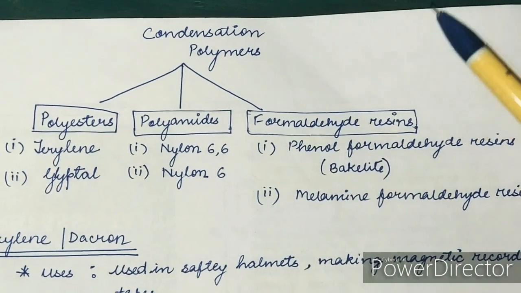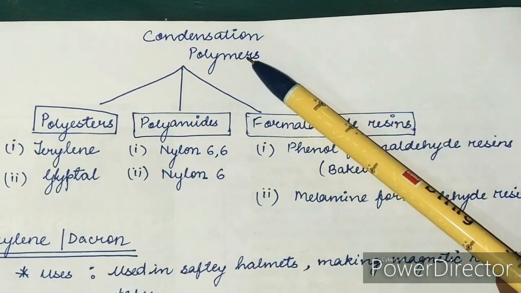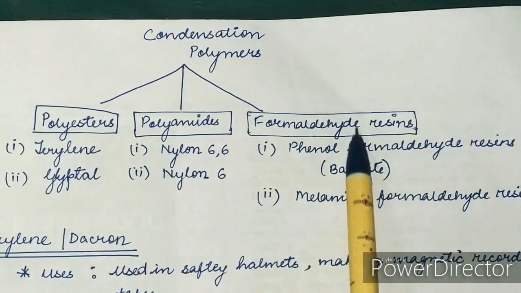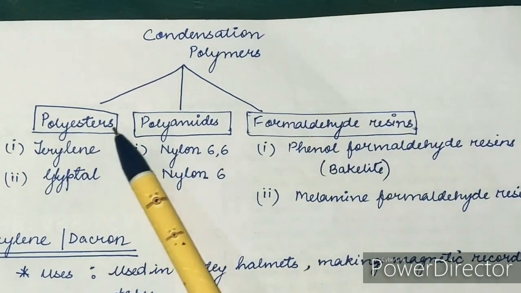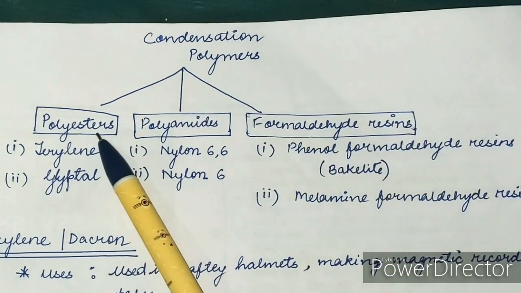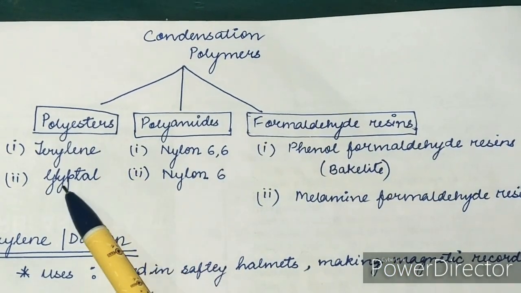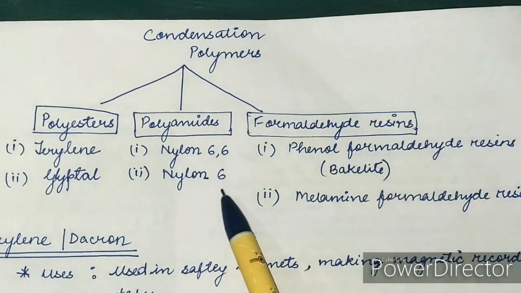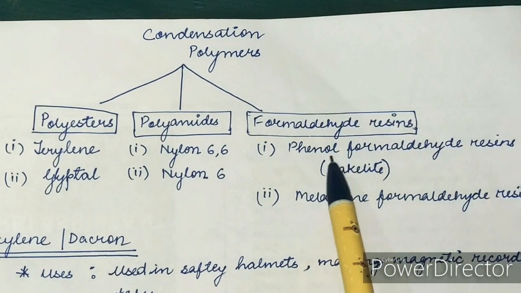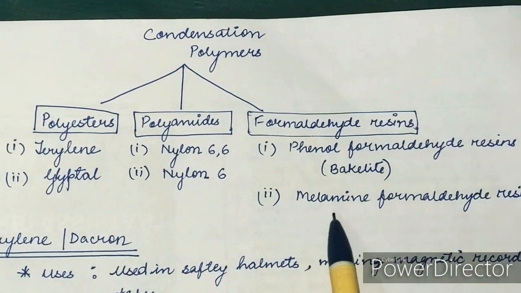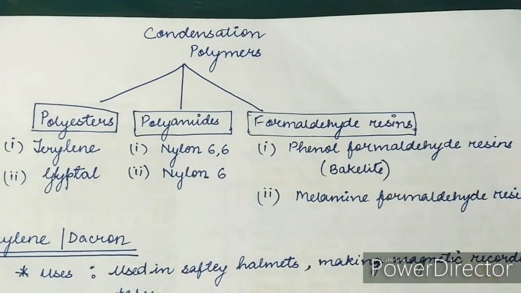So next up are the condensation polymers. Under the condensation polymers, you will get three types of polymers, that is polyesters, polyamides, and formaldehyde resin. Polyester examples are terylene and glyptal. Polyamides are nylon 6,6 and nylon 6. Formaldehyde resins are phenol formaldehyde resin, which is also known as bakelite, and melamine formaldehyde resin.